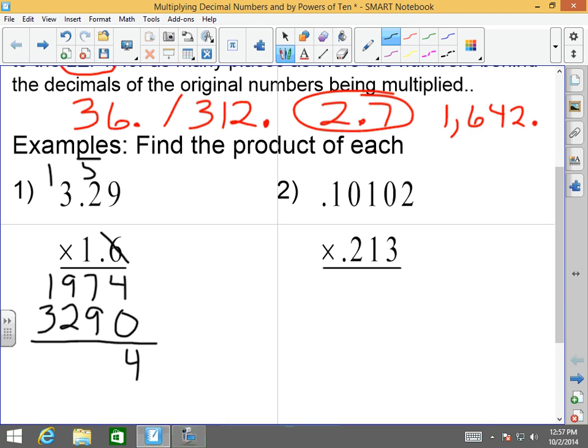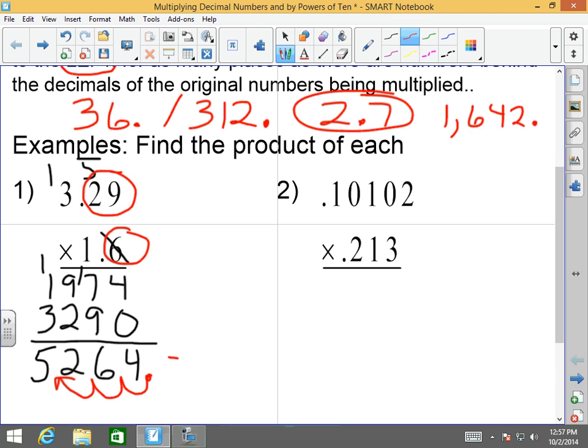Add them all together. We got 4. 7 plus 9 is 16. Carry the 1. 1 plus 9 is 10. Plus 2 is 12. Carry the 1. 1 plus 1 is 2. Plus 3 is 5. Now, my friends, we look at the number of numbers behind the decimal of the original numbers being multiplied. So here, don't I have 2 numbers behind this decimal? And don't I have 1 number behind this decimal? So how many numbers in total do I have behind decimals? So I start at the far right, because that's where my decimal is of this product, and I go to the left. 1, 2, 3.